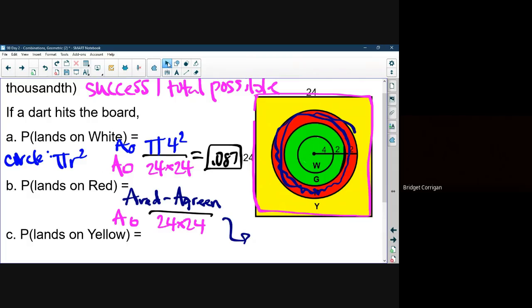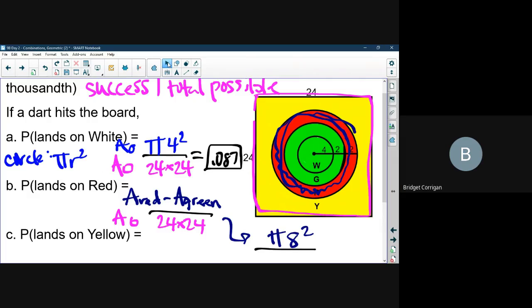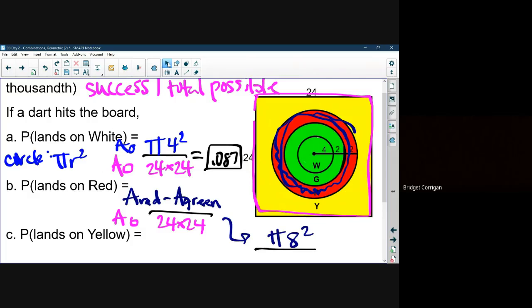So the area of the red, if we take that whole entire circle, the radius is 4 plus 2 plus 2, so you have a radius of 8. So that's going to be pi times 8 squared. Oh, I'm sorry, then we have to subtract off the green. So pi times 8 squared, and then we're going to subtract off the green circle, which is 4 plus 2, so it's pi times 6 squared. So that's how we would find that.